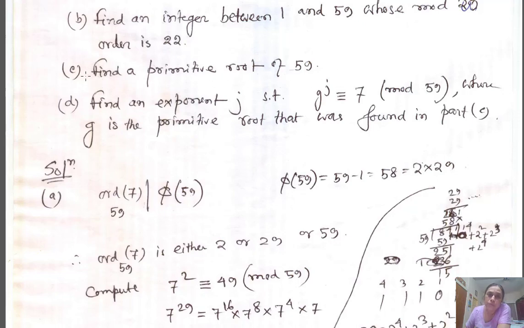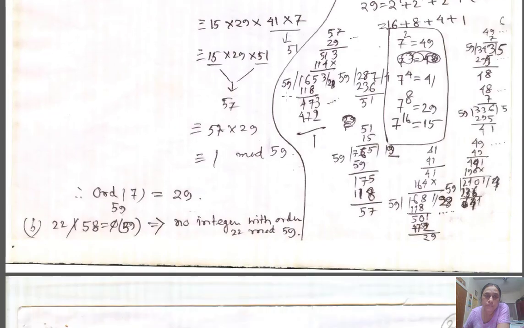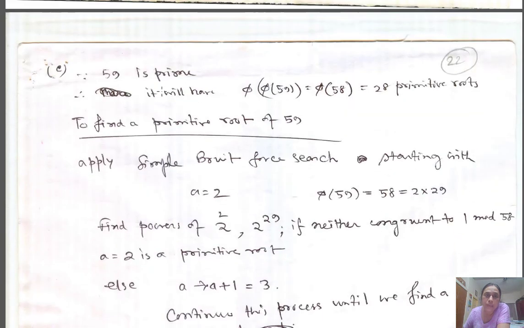So, finding a primitive root modulo a prime. I will start from the primitive elements of Z59 star, which I have to consider. 59 is prime, so how many primitive elements will we have? Phi of 59, that means 28 primitive elements.